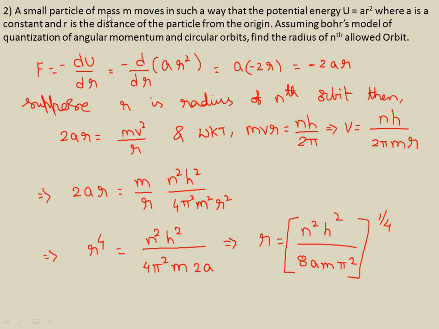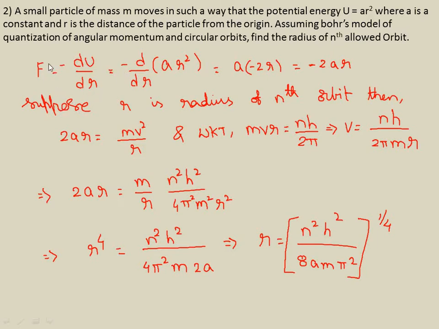So a small particle of mass m moves in such a way that the potential energy relation has been given for us. U equals ar squared, where of course a is a constant and r is the distance of the particle from the origin. So we have to consider a circular orbit and find the radius of that nth allowed orbit. Anyway, the potential field we have to consider here. Electrostatic field, obviously. Hence, for that conservative field, can we apply the relation F equals minus dU by dr?